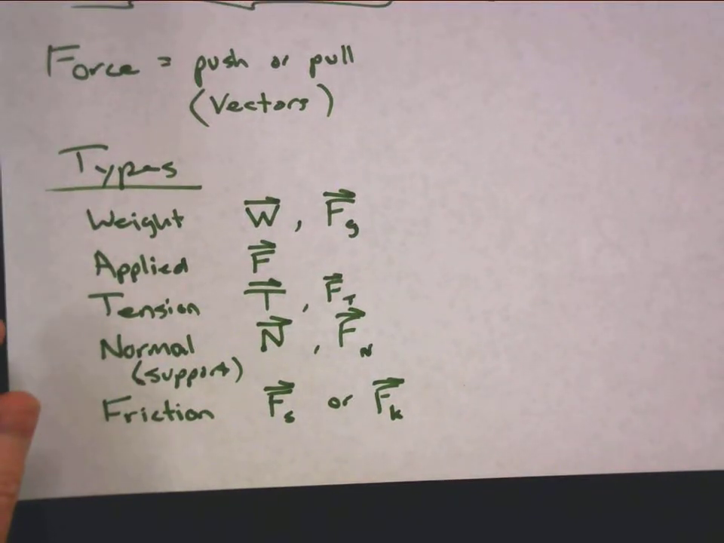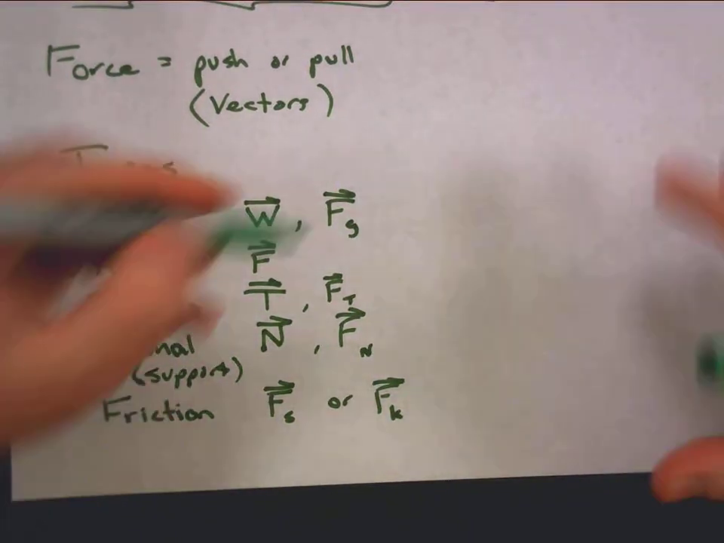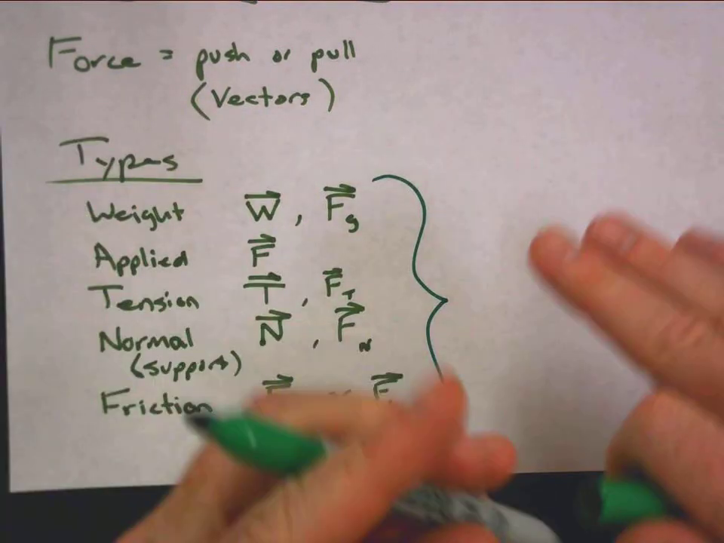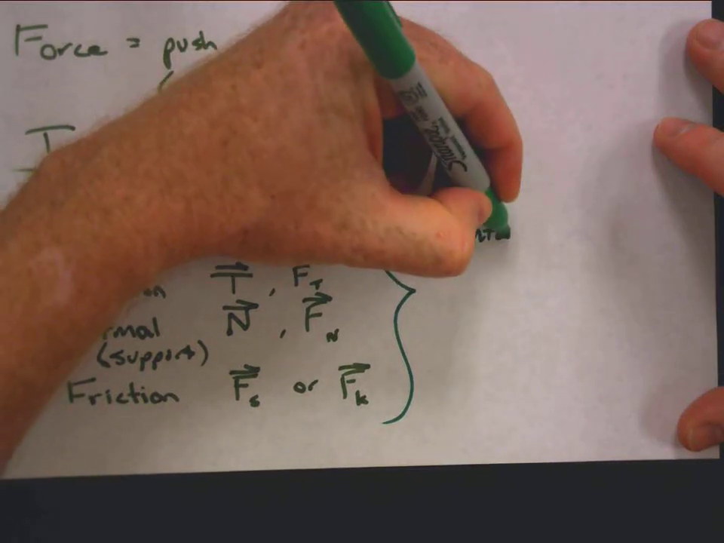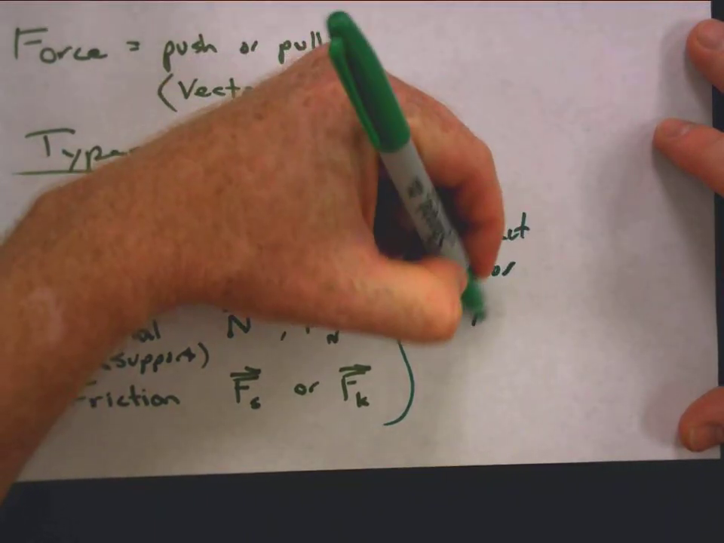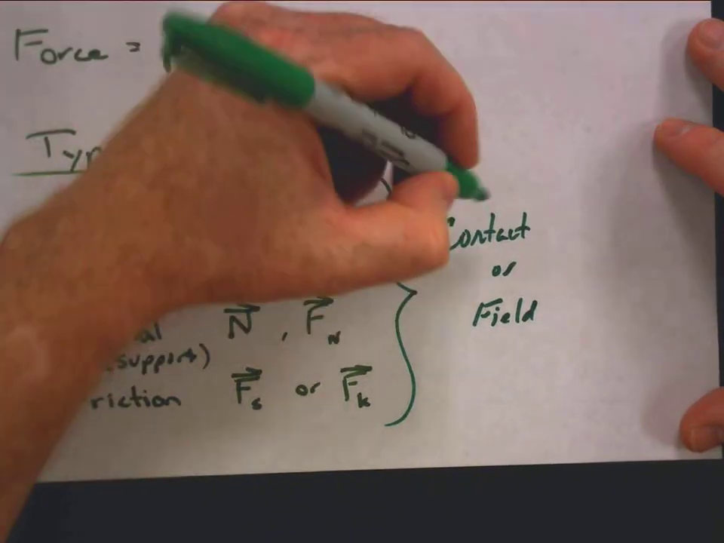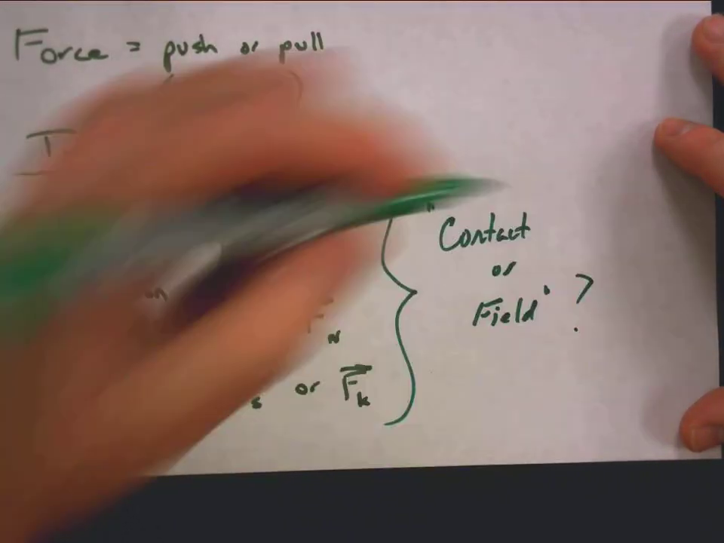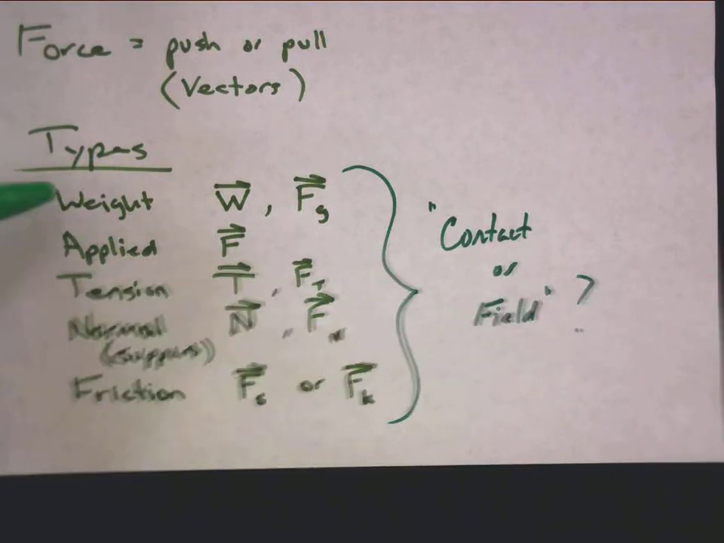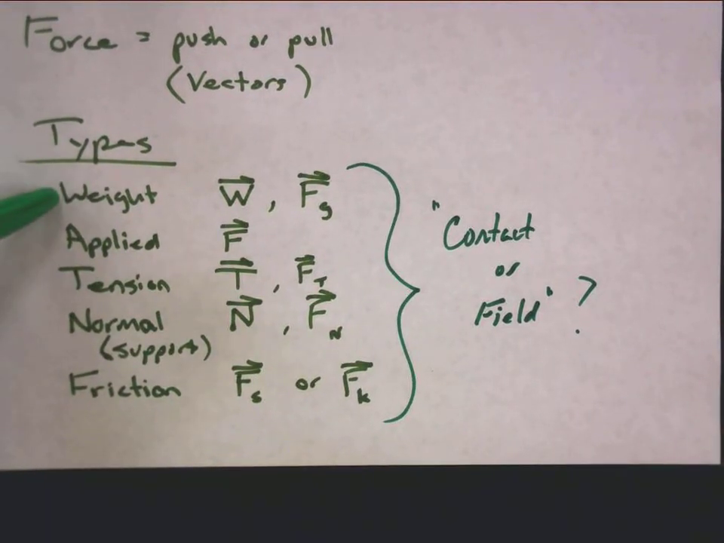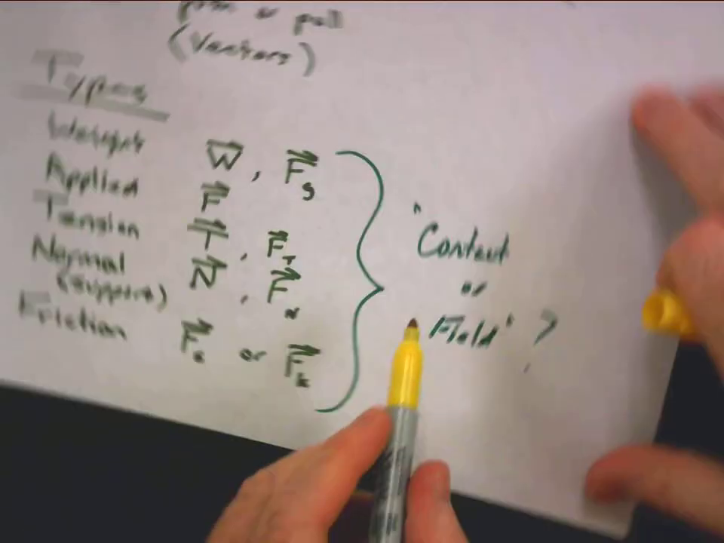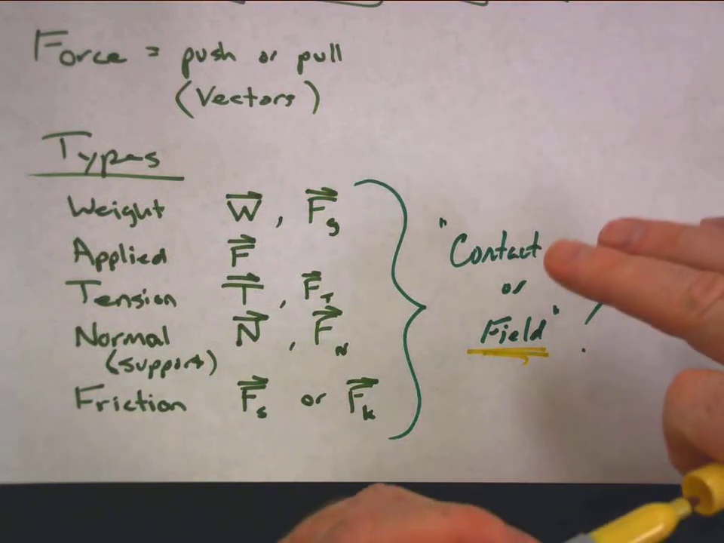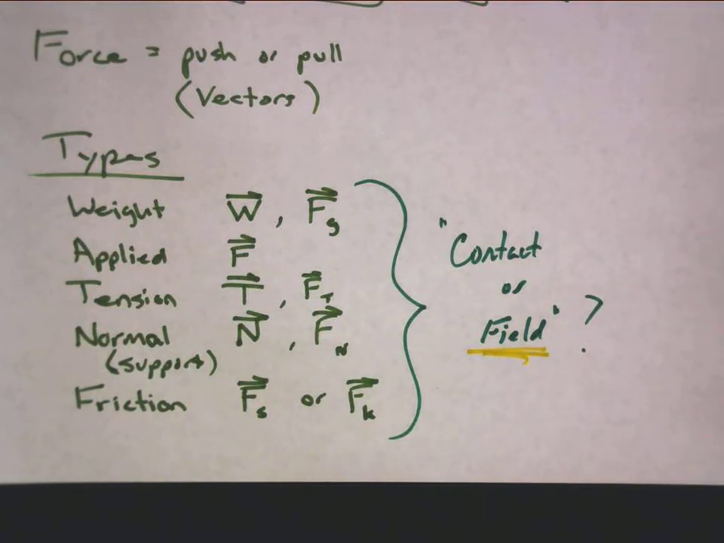Because if you think of this list, anything you could put on this list could either be a contact force, where something's actually touching it, or what's called a field force. Contact or field. Now, weight. Does the Earth have to touch an object to give that object weight? No, it doesn't. And so this one absolutely is a field force. And that's what we mean.